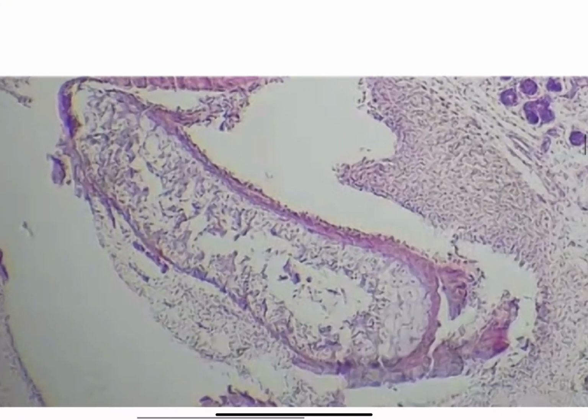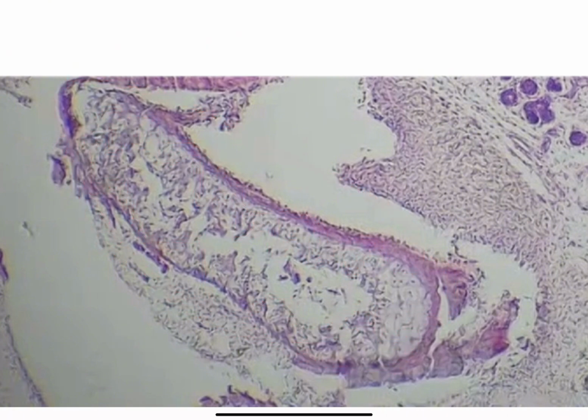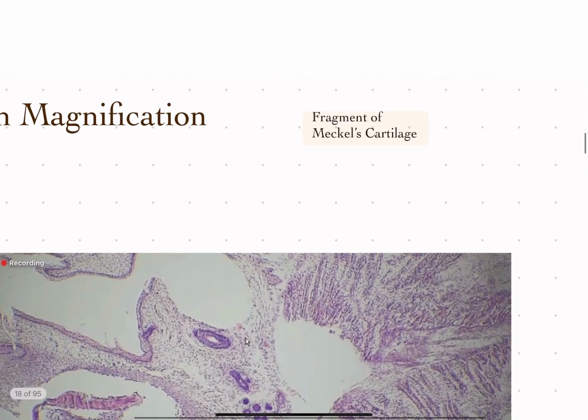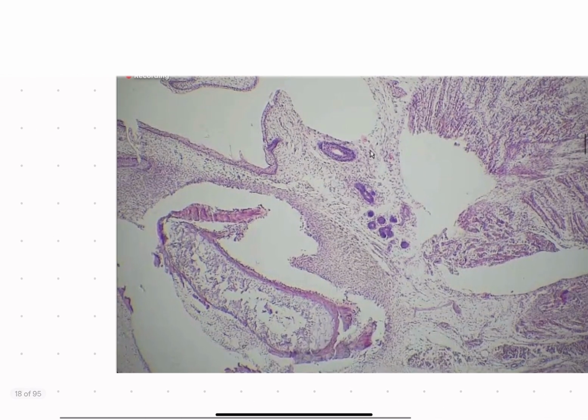And this structure is actually a hyaline cartilage on the verge of fragmenting upon itself. So it's like killing itself, pretty much. It's getting rid of itself. That's why we have the apoptotic/fragment adjective before the Meckel's cartilage to describe it.